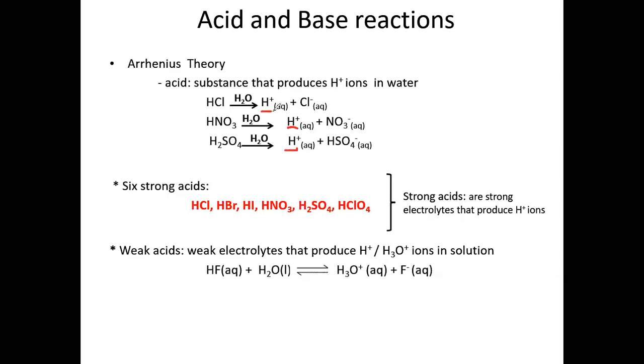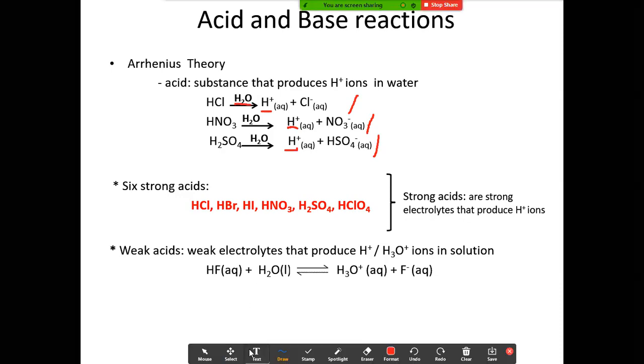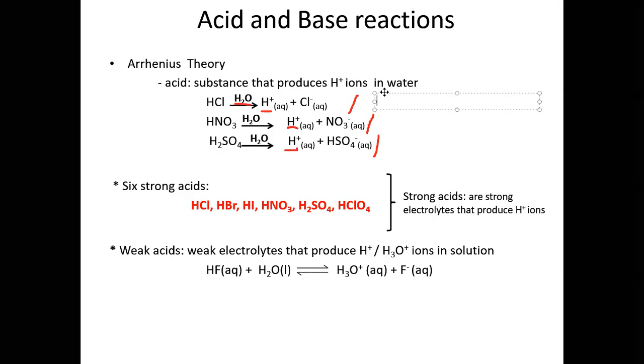And again, we form H+ in solution. Now there are different ways you can write these reactions. Notice here that I put H2O on the arrow, and we have H+ and Cl-. Another way you can write this reaction is like this.